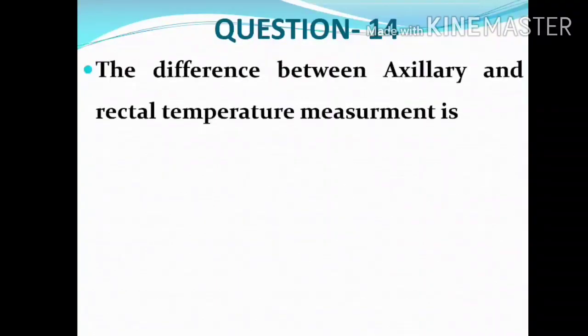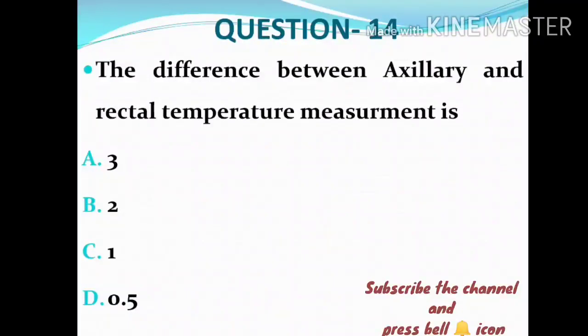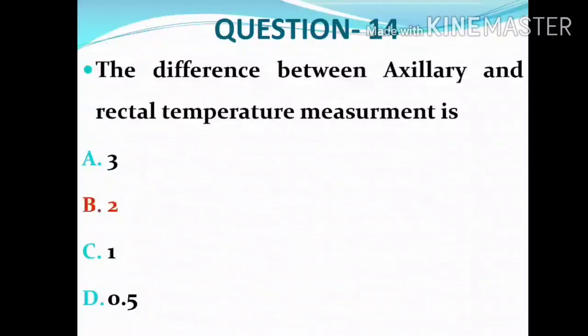The difference between axillary and rectal temperature measurement is options: 3, 2, 1.5. Here the answer is 2. Here the average axillary temperature is 97.6 degree Fahrenheit and average rectal temperature is 99.6 degree Fahrenheit. So the difference between axillary and rectal temperature is 2. So here the answer is 2.